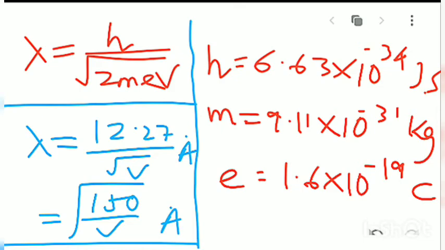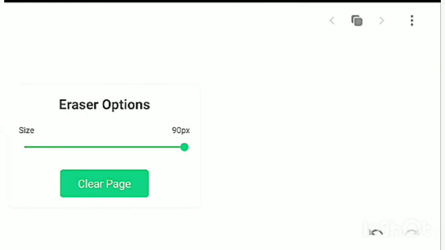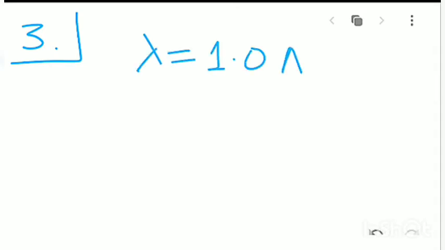So I hope there are only 10 numericals in the chapter. It will not take more than one class to solve them. So I'm giving a couple of examples, like question number 3. We can solve it. A moving particle has a de Broglie wavelength of 1 angstrom. What is the momentum of the particle?